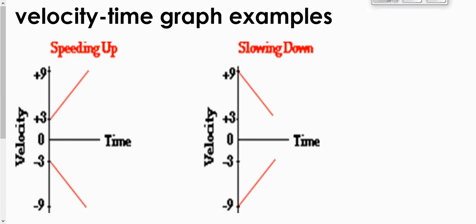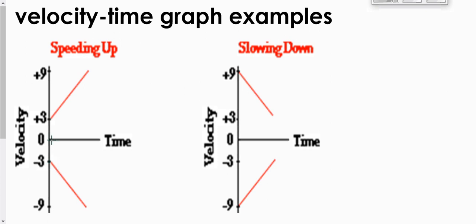On these graphs, we're seeing objects speeding up or slowing down. The best way to determine this is to take a look at how the velocity has changed over time. In this first example, on the upper part of the graph, the object started moving at a velocity of 3 meters per second. As time continued, it eventually was moving at 9 meters per second. 9 meters per second is obviously faster than 3 meters per second. This object's speeding up. Because my line is angling upwards, we can assume it's moving in the forward direction.